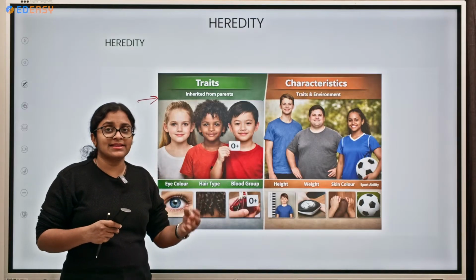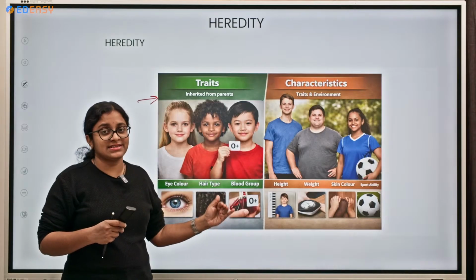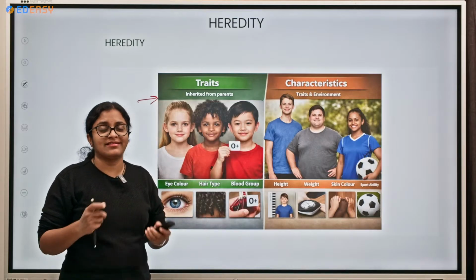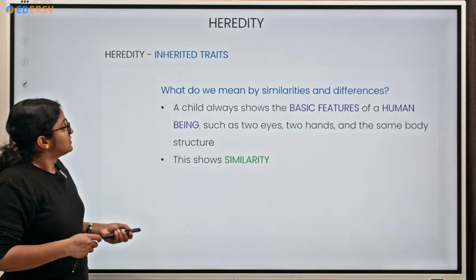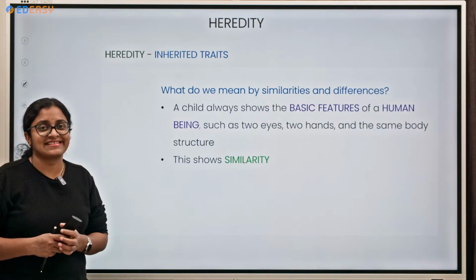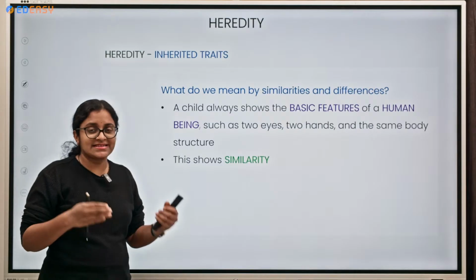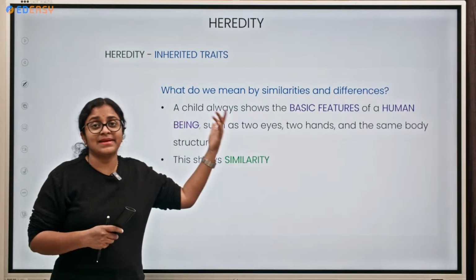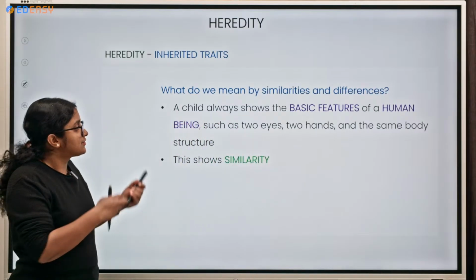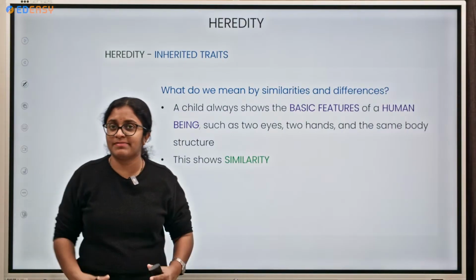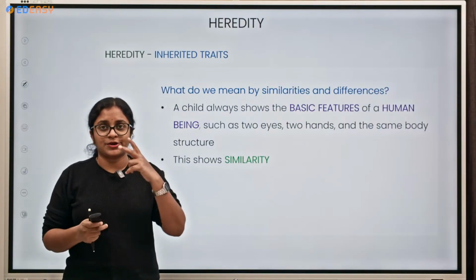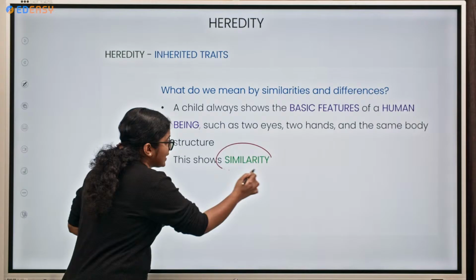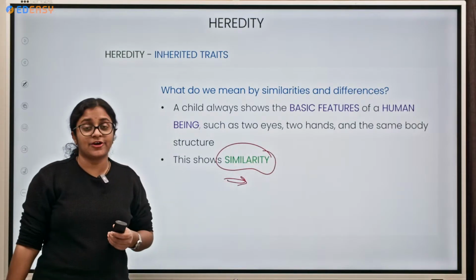So inherited traits are passed from one generation to another. Acquired traits are acquired by a person during their lifetime. Now, let's understand the meaning of inherited traits, and what we mean by similarities and differences. Children always show the basic features of a human body. As I have told, two eyes, two hands, two legs, the same body structure will be there. So this shows a kind of similarity to the parents.